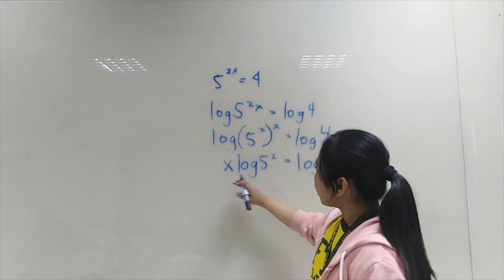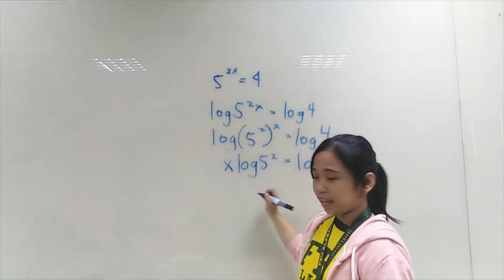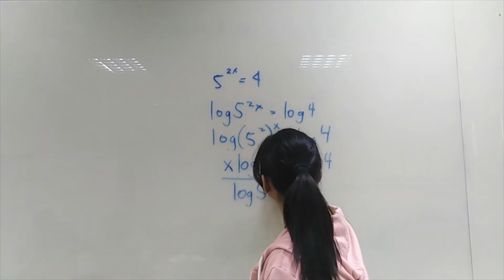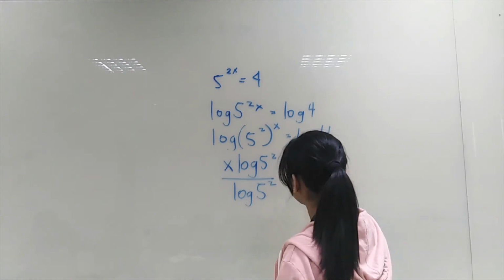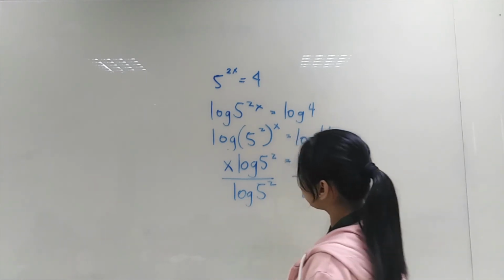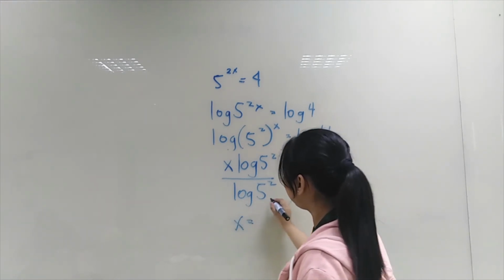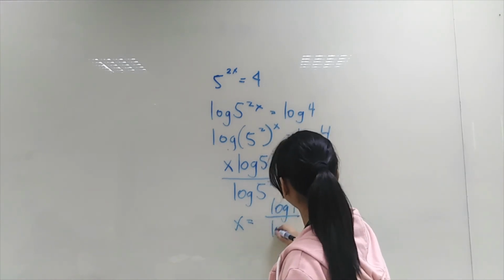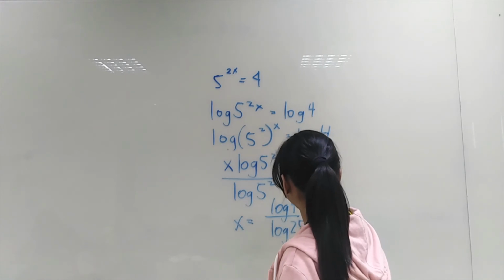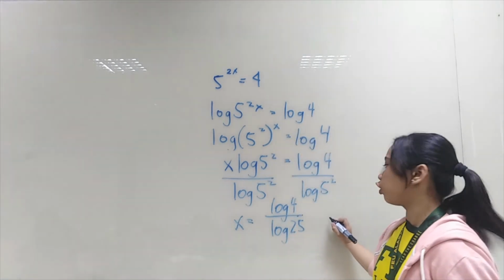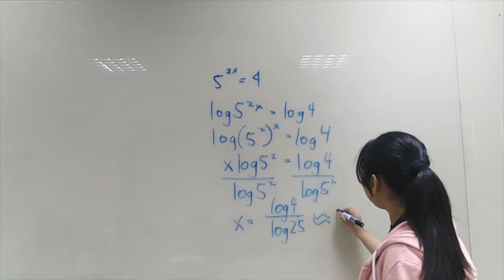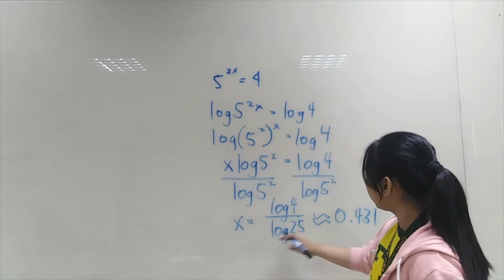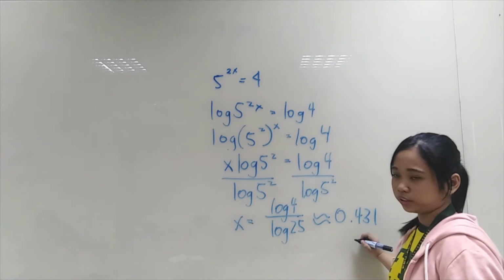We need to find x, so we divide both sides by log 5 squared. So x will become log 4 over log 25. By using a calculator, it will be approximately 0.431. So x is 0.431.